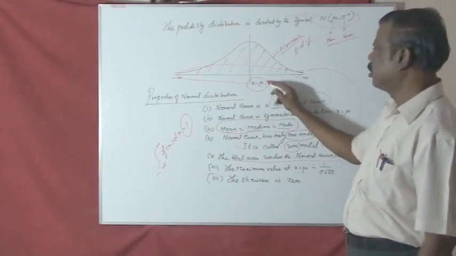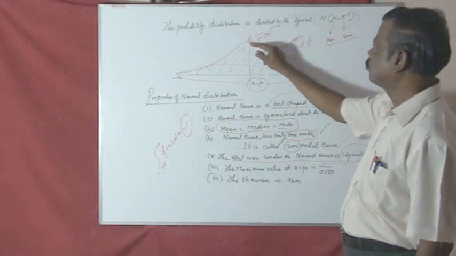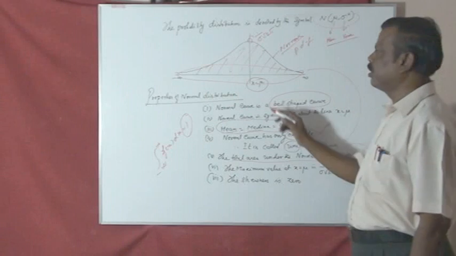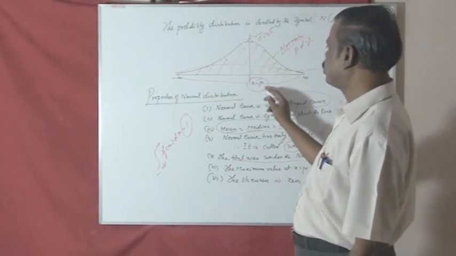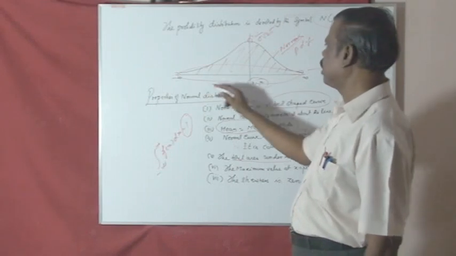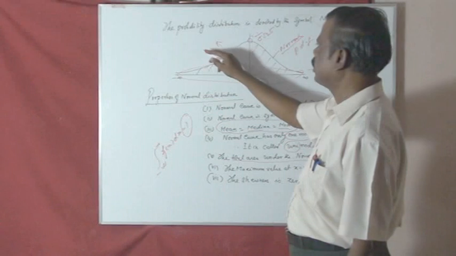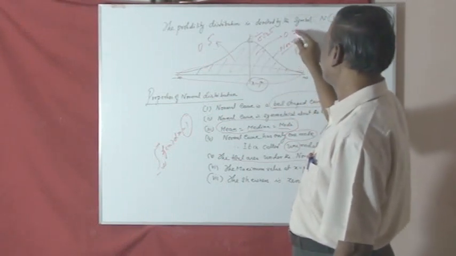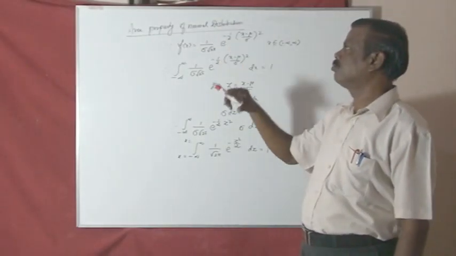So this is the maximum point, whereas this is the maximum value. So the skewness is 0. When you see this curve, it is symmetrical about the line x equal to mu. The total area is 1 square unit. Therefore, the area under the left side is 0.5, whereas the right side is also 0.5 square units. We move on to the area property of the normal curve.